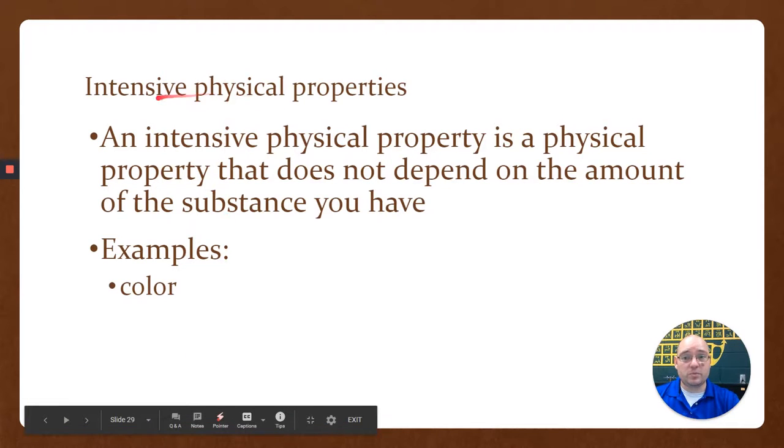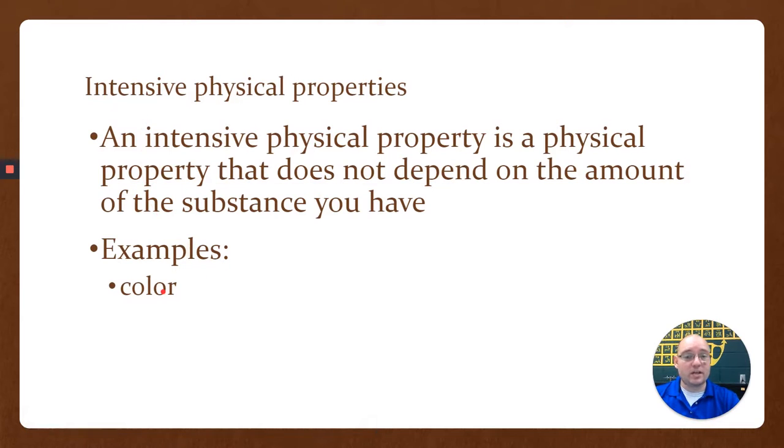So the physical property of color is intensive. It does not matter how much of a substance I have. It doesn't matter how much of this copper chloride I have. This copper chloride is this greenish blue color. That's what color it is. It will always be that color if it's copper chloride, no matter how much I have.